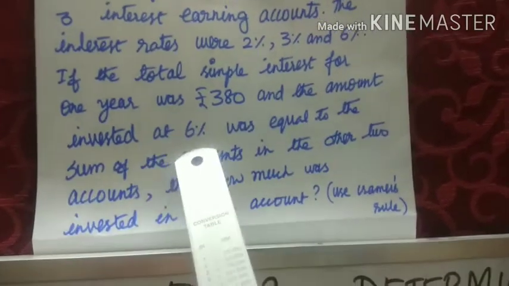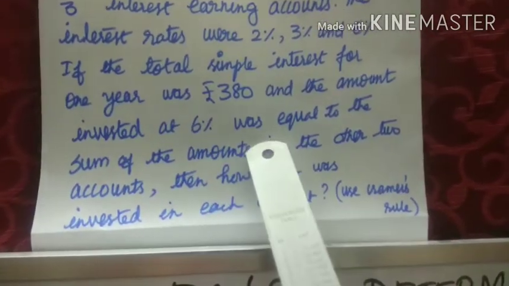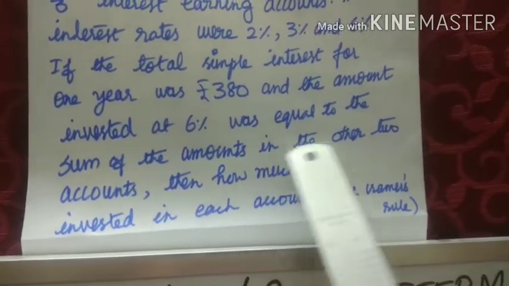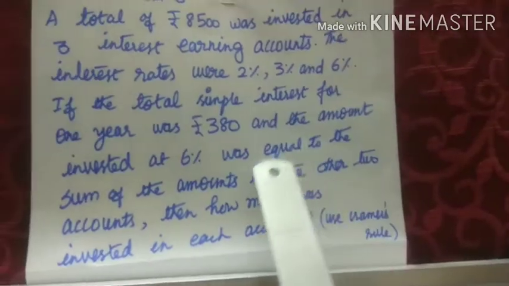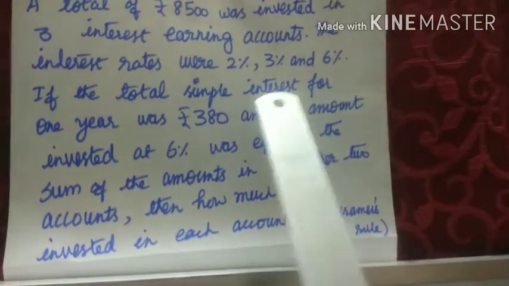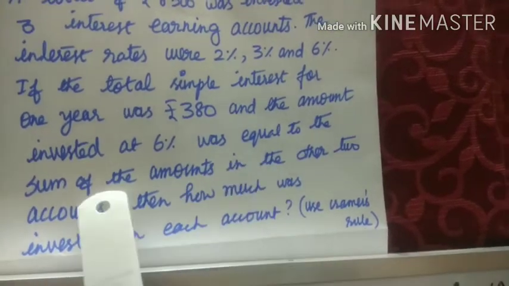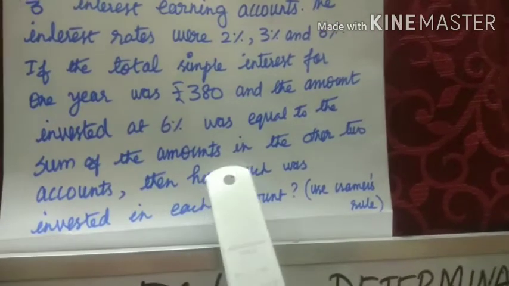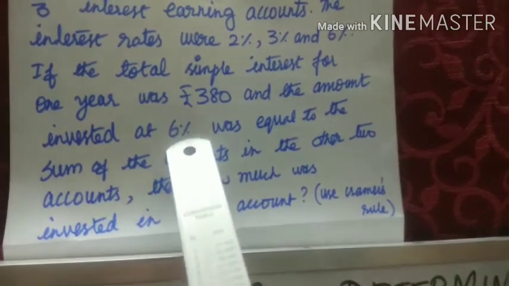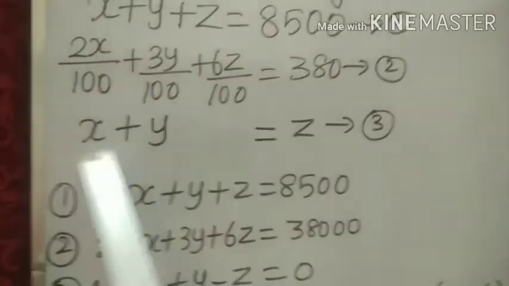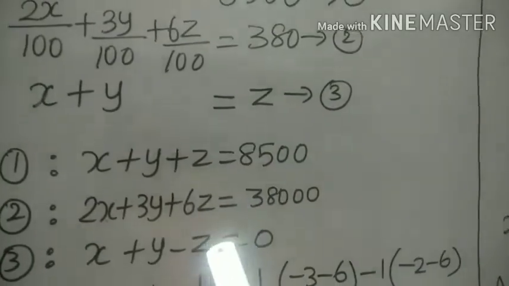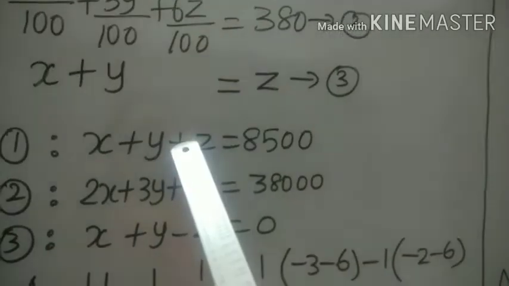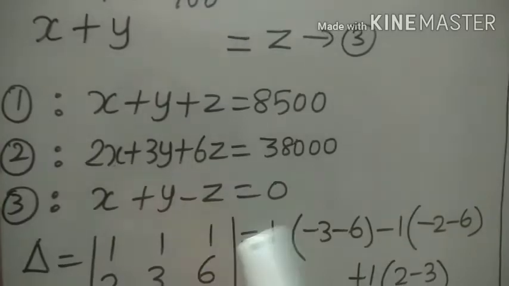The last equation says the amount invested at 6% was equal to the sum of the amounts in the other two. 6% represents Z, whereas the other two will be X and Y. So the sum of the amounts X and Y, that means X plus Y, is equal to the amount at 6%, that is Z. So how do I write the third equation? X plus Y equals Z. So we have the 3 equations rewritten this way. Bring Z to the other side. So we have 1, 2, 3 equations.